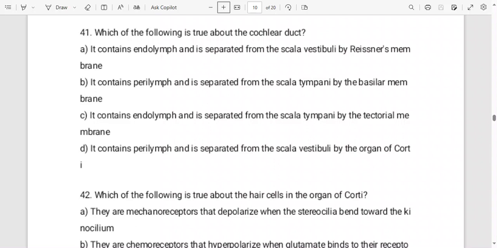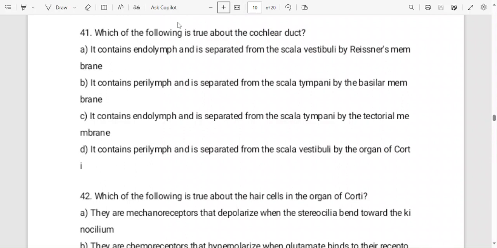Anyone that can help with this one? Which statement is true about the cochlear duct? Anyone? Are people in church or what? Why don't you want to speak?